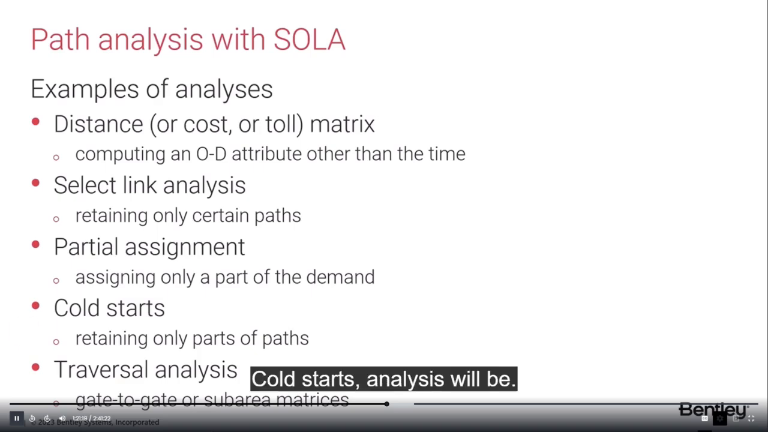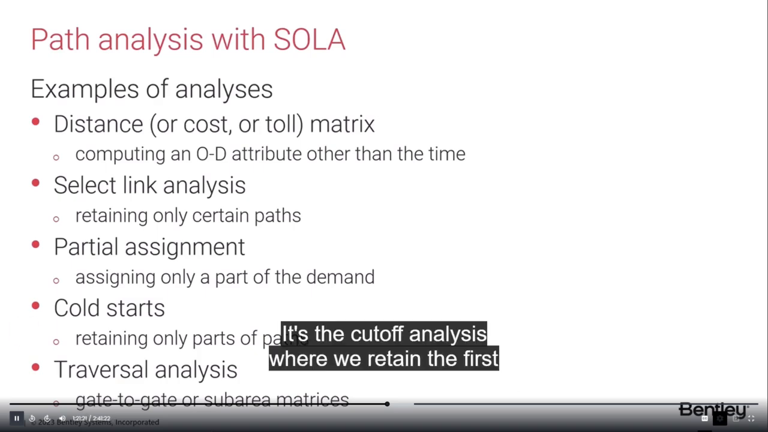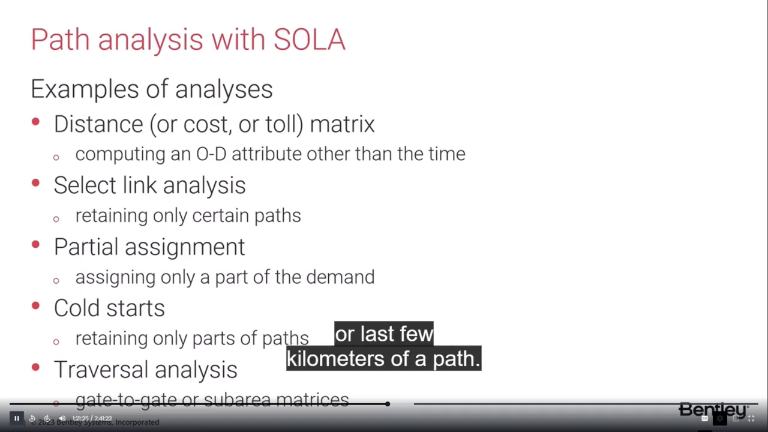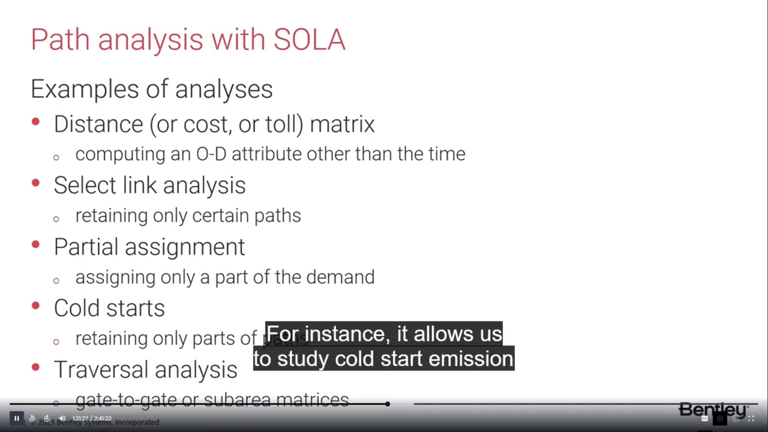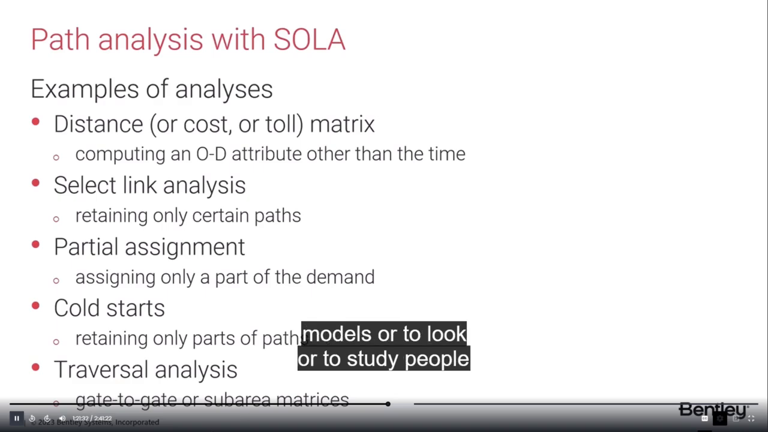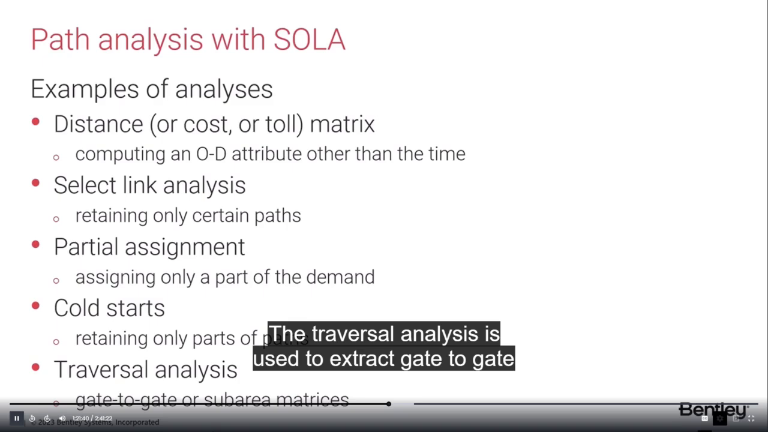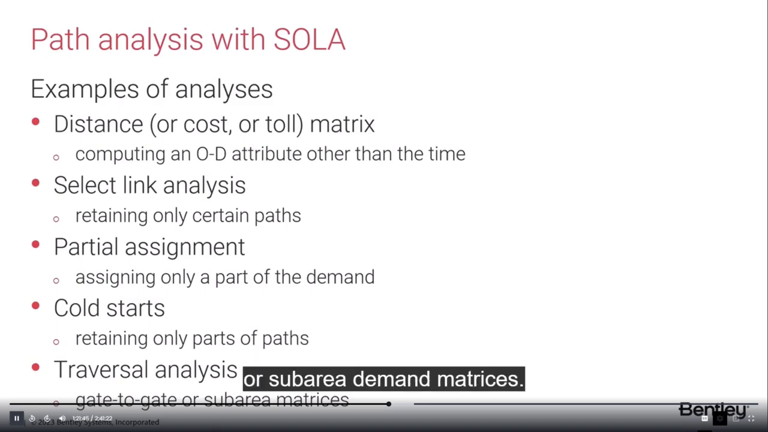Cold start analysis is a cutoff analysis, where we retain the first or last few kilometers of a path. For instance, it allows us to study cold start emission models, or to study people looking for parking space at the end of their trips. The traversal analysis is used to extract gate-to-gate or sub-area demand matrices.